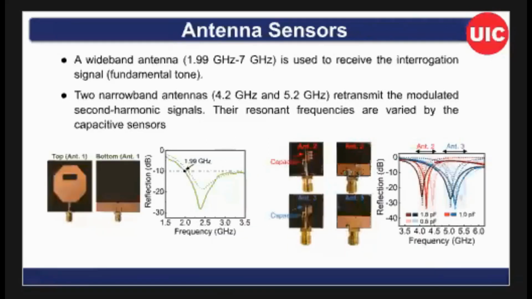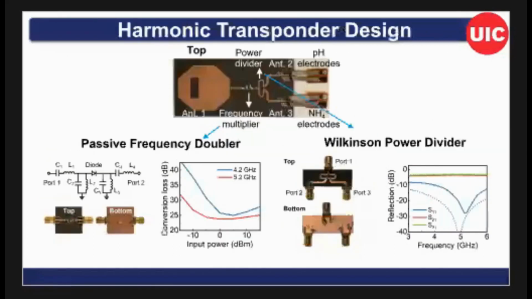So these are some hardware designs for this sensor. My students first measured the return loss and the radiation pattern of the sensor. This is for antenna 1, used to receive the fundamental tone. This is for antenna 2 and antenna 3. They are used to retransmit the second harmonic. Antenna 1 is a relatively wideband antenna, and antennas 2 and 3 are narrowband high Q antennas. So the design is very simple.